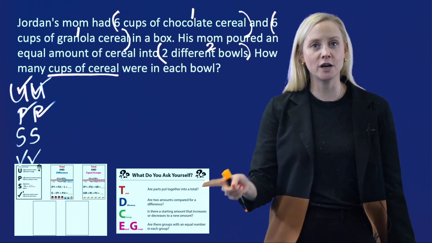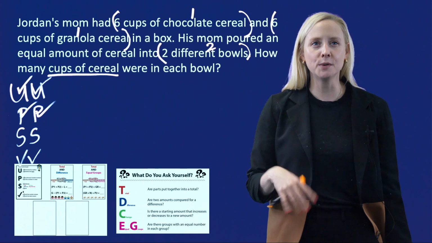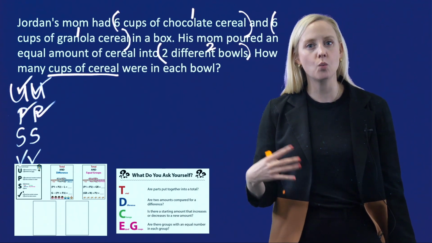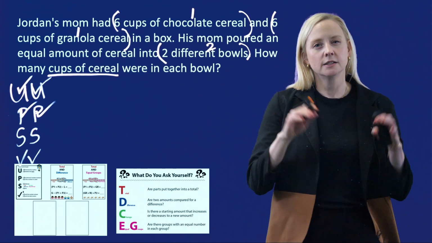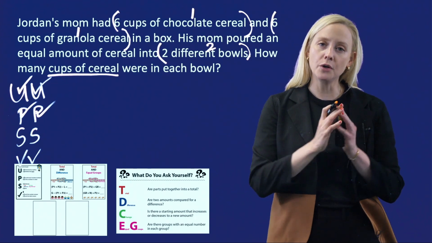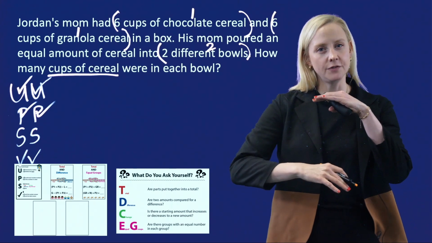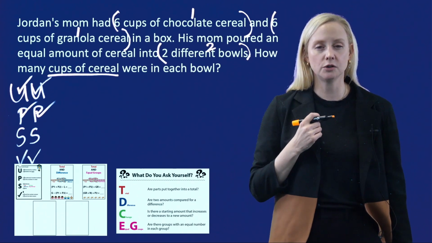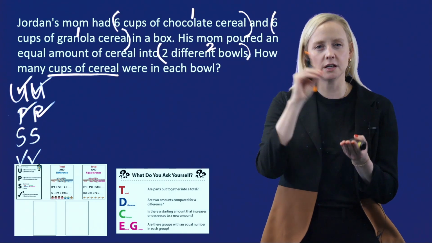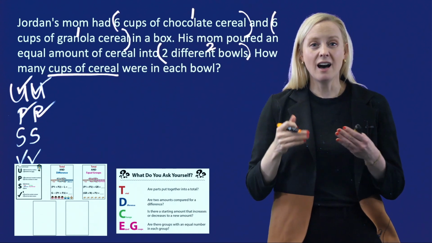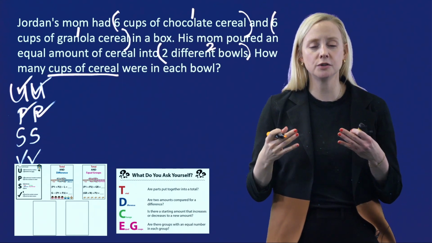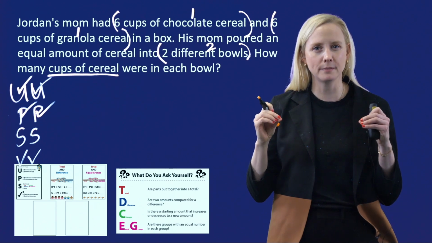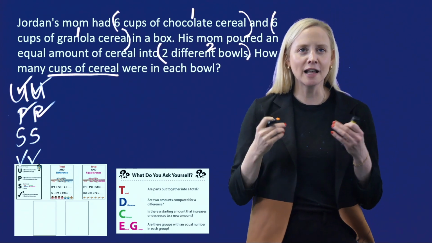So here I have my What Do You Ask Yourself poster. So I'm going to read this to help me figure out what is happening in my story. So are parts put together for a total? Are 2 amounts compared for a difference? Is there a starting amount that increases or decreases to a new amount? Or do I have groups with an equal number in each group? A lot of times it's helpful for students when you break up our word problem story into sentences. So that's what I'm going to do now.